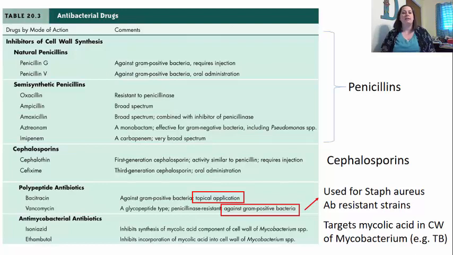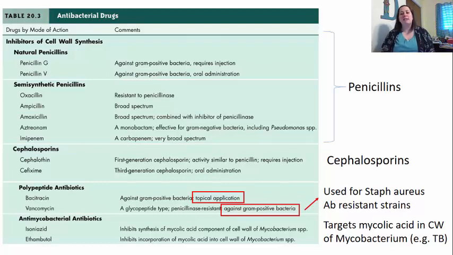You'll notice here in the chart it says inhibitors of cell wall synthesis, and it lists the different groups. We have the natural penicillins, so penicillin G and penicillin V. We have some semi-synthetic penicillins. These would be things like ampicillin, amoxicillin. We also have the cephalosporins located here. There are also some polypeptide antibiotics like bacitracin and vancomycin. And then there are also the antimycobacterial antibiotics, for example, ethambutol.